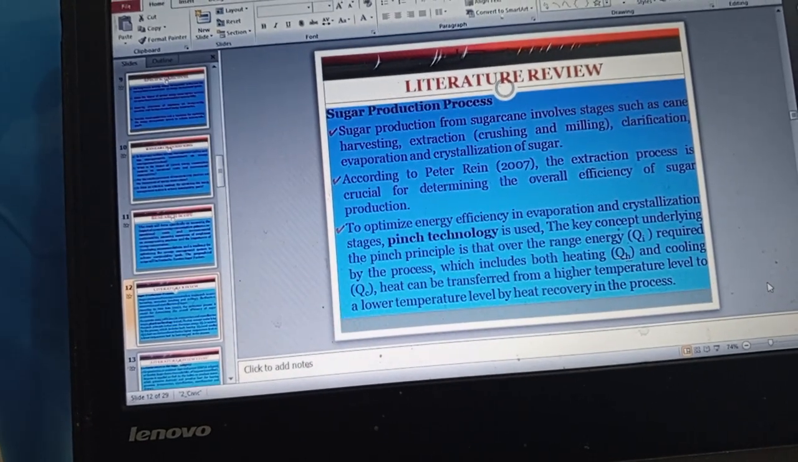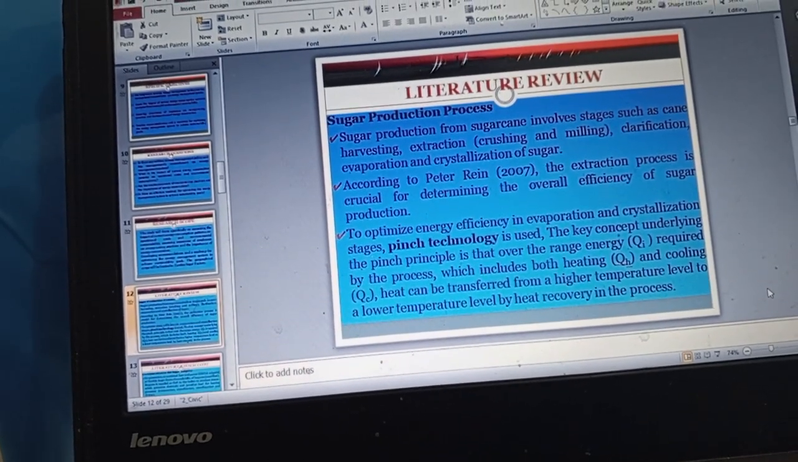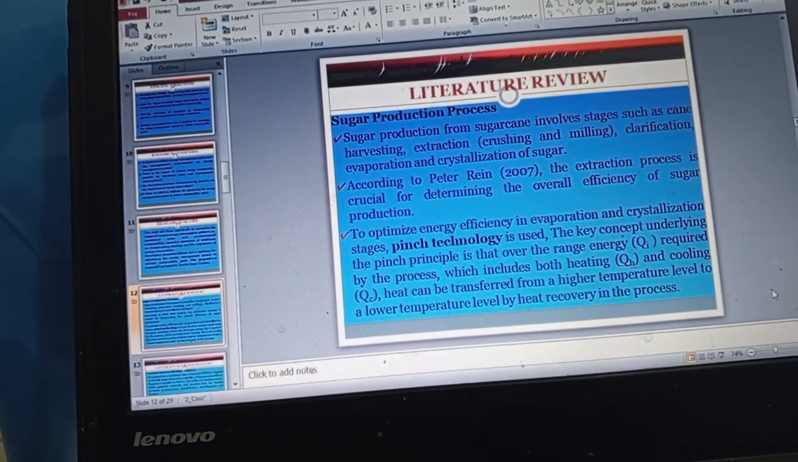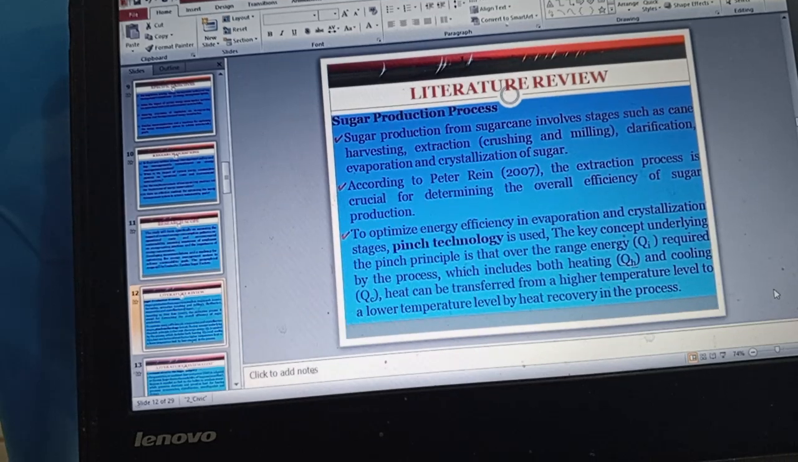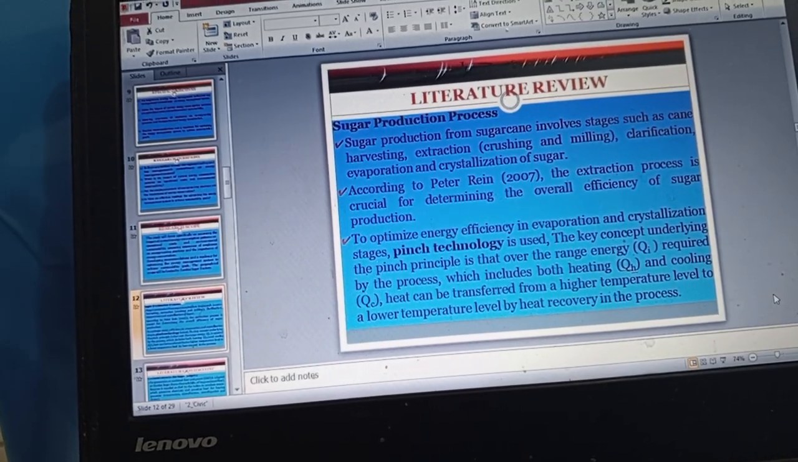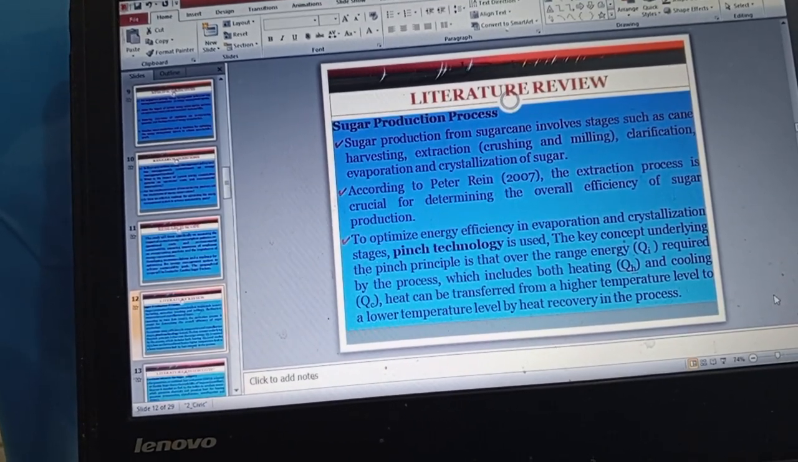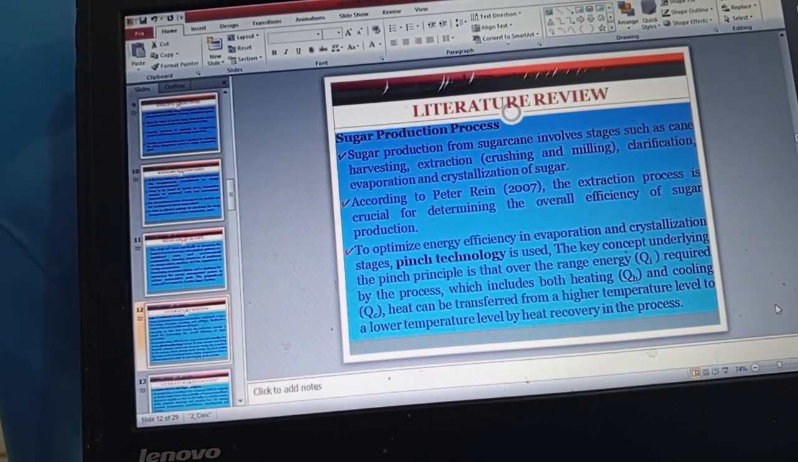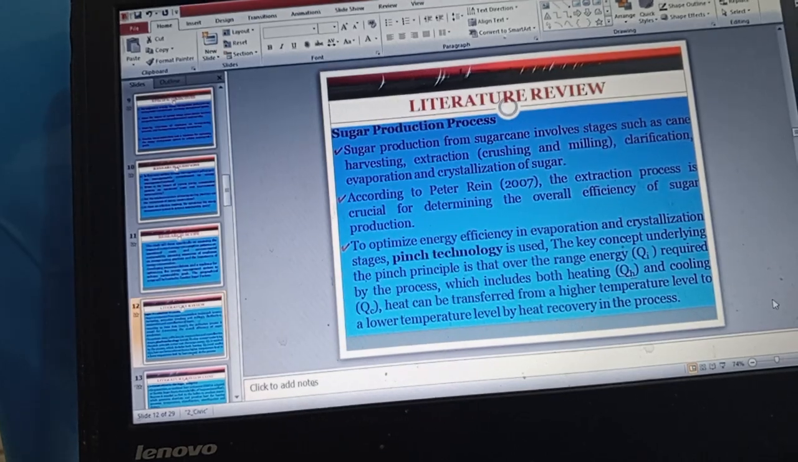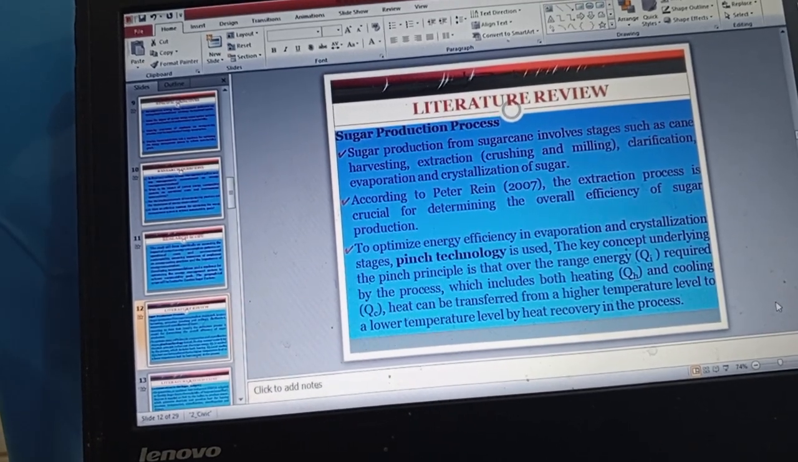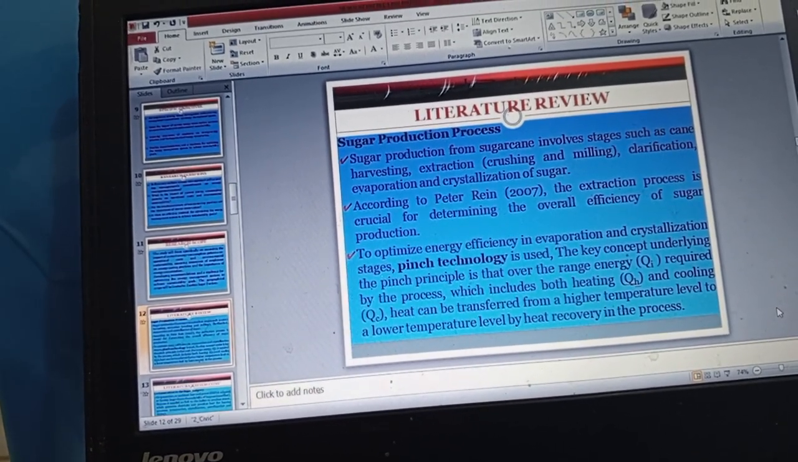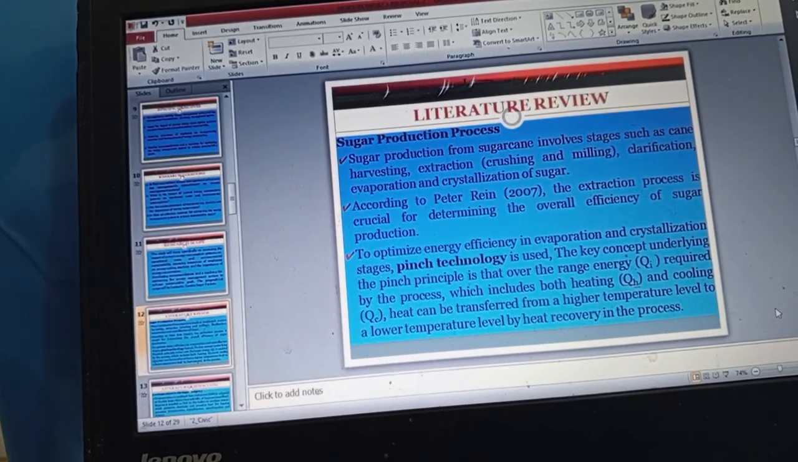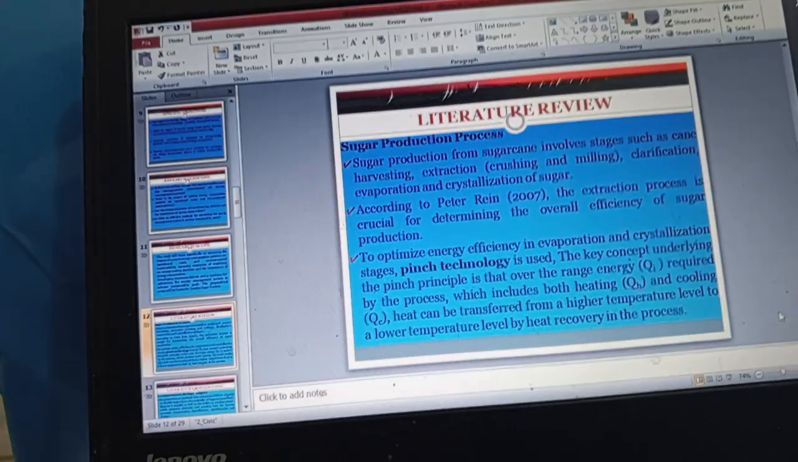To optimize energy efficiency in the evaporation and crystallization stages, pinch technology is used. The key concept underlying the pinch principle is that of the range of energy required by the process, which includes both heating and cooling. Heat can be transferred from a higher temperature level to a lower temperature level by heat recovery in the process.